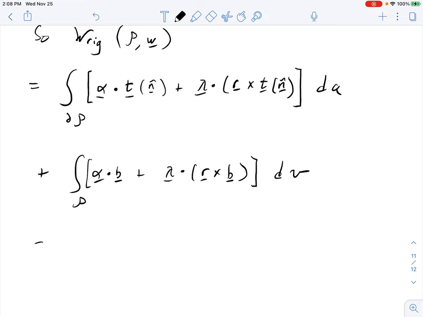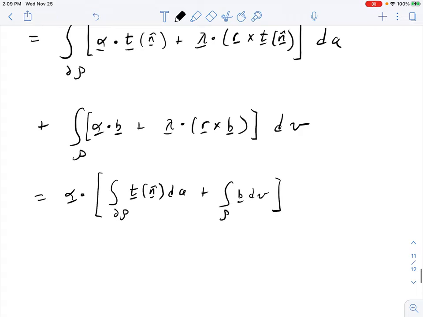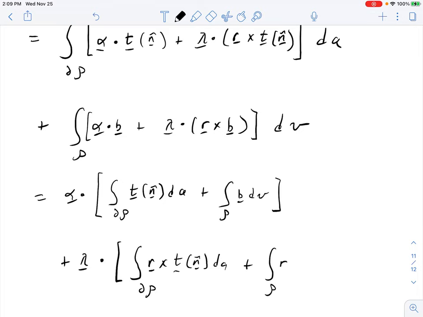And that is equal to alpha dot the integral over the boundary of T of N, the surface traction, dA, plus the integral over the volume of B dV, plus lambda dot the integral over the boundary of the moment due to the surface traction, plus the integral over the volume of R cross the generalized body force.